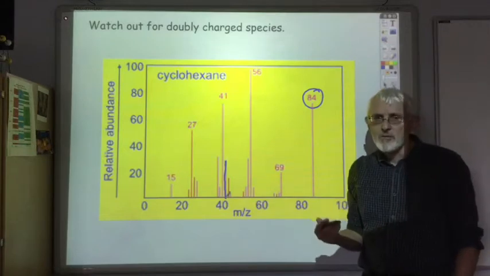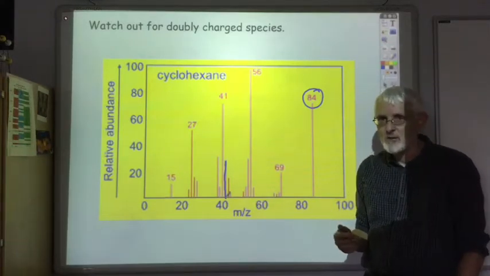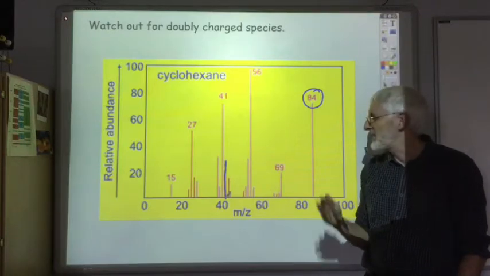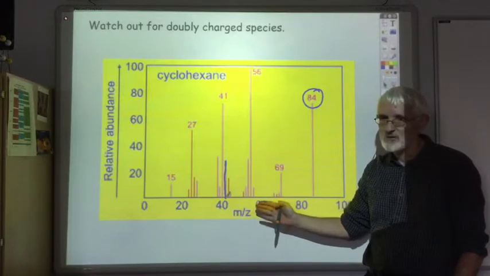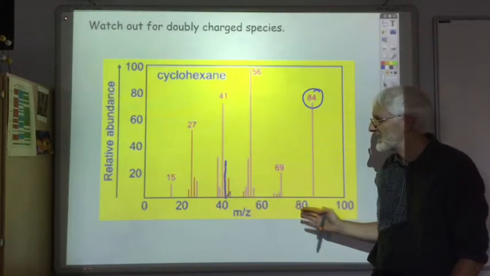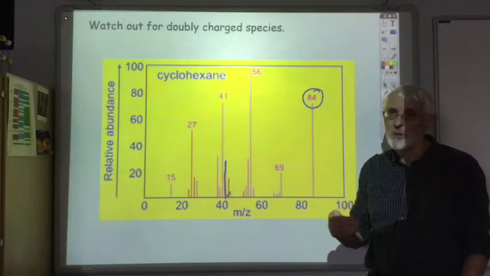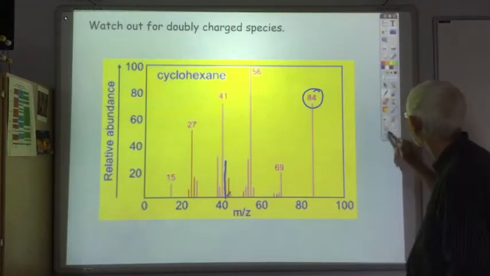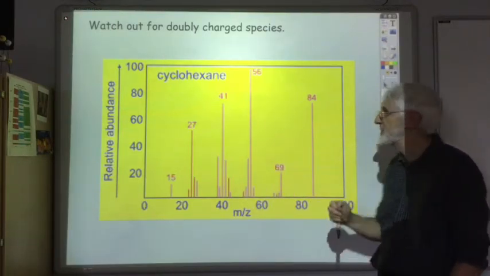I just mention that for completeness. It doesn't very often come up in the questions, but you never know. So 99.9% of the time the charge is just 1+, so it's just a measure of the mass. But occasionally you can get doubly charged species. But don't have that in the forefront of your head. Most of these things will be singly charged species.